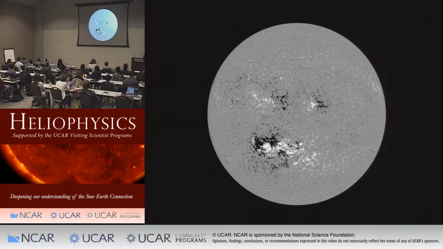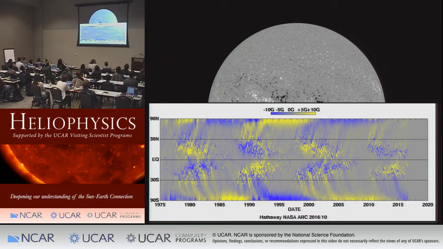But then if you zoom back out, and the amazing thing is if you average this over longitude and then plot it as a function of latitude and time, within this chaotic mess, you see order. So this goes from about 1975 to about 2016. And here, outward field is yellow. So that's radially outward field. Inward field is blue. So first thing you notice are these butterflies at low latitudes. It looks like a string of butterflies that are flying off, I guess, to the left.